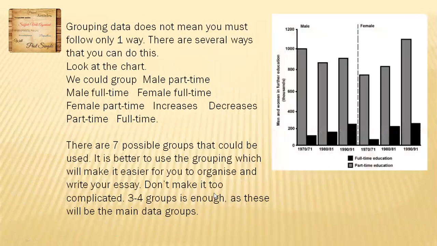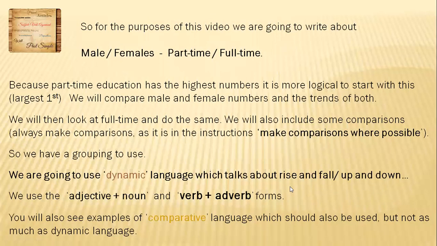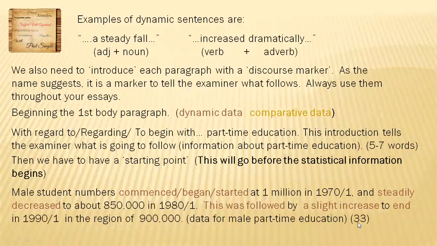Okay, so we go back. This was followed by a slight increase. So we've got 850,000. This was followed by a slight increase to end, because 1991, that's the end, round about 900,000. We're not sure, so we estimate or round it up to the number we think it is. Okay. 33 words, so giving you an idea. These are things that hopefully will help you be aware of the word count and how big certain paragraphs are.